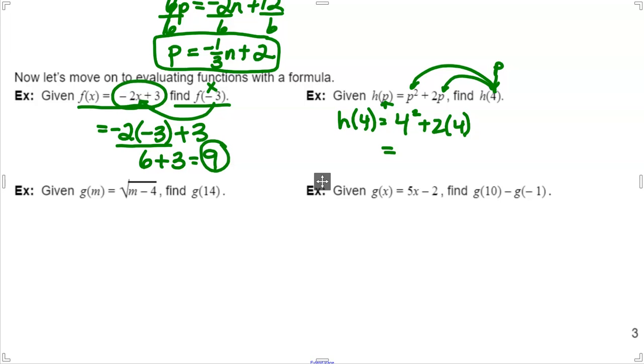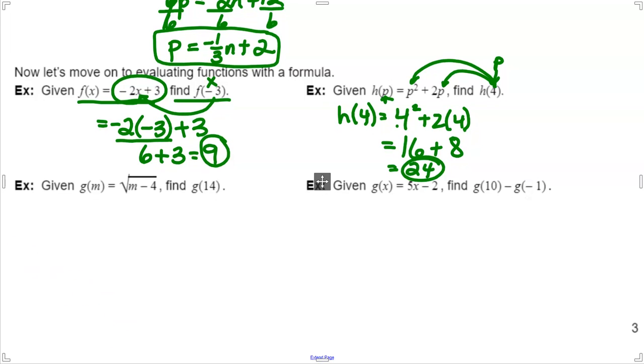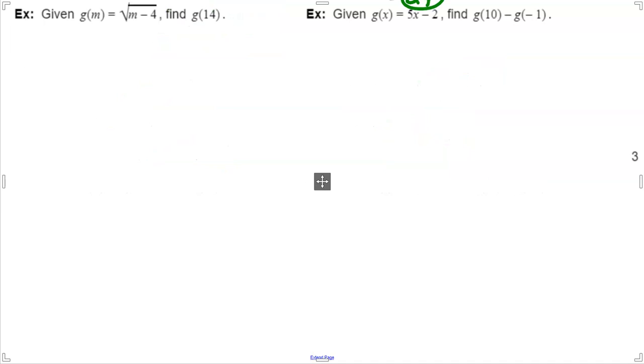So 4 squared, as a reminder, is 4 times 4 with exponents. You don't multiply 4 times 2. But you multiply this number by itself that many times. So 4 times 4 is 16. Then we need to multiply that 2 times 4, which gives me an 8. And our final operation is to add those 2 together, which gives me a 24. Therefore, h of 4 equals 24. And these are examples in which we get numbers as our answers, and not always will that be the case.